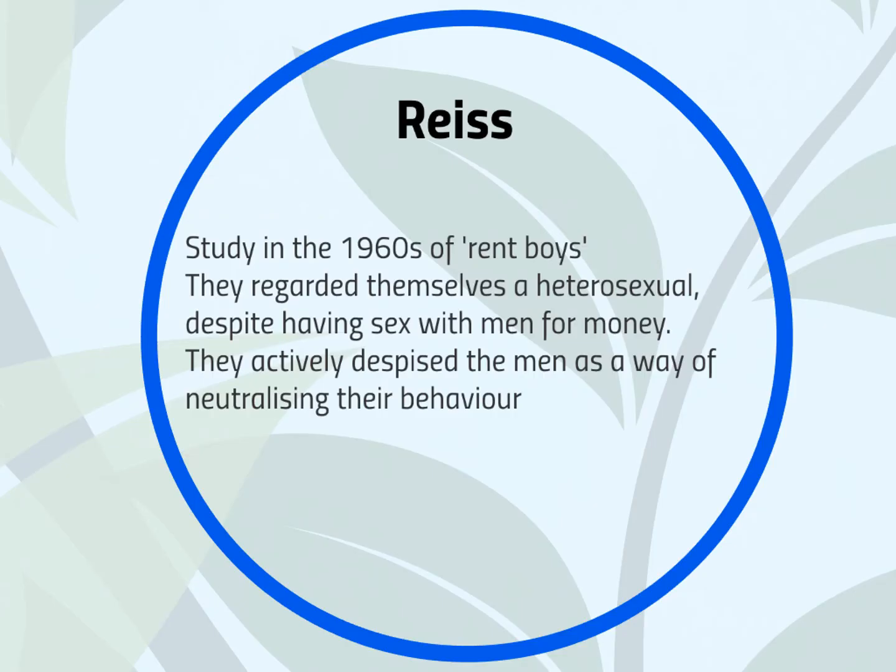Rees was the study about the rent boys. A rent boy is a male prostitute who has sex with men. Rees found that the rent boys in his study would identify as heterosexual despite engaging in homosexual activity with men for money. He found that in order to neutralise their behaviour, they would actively despise their clients to try and reinforce their heterosexuality.